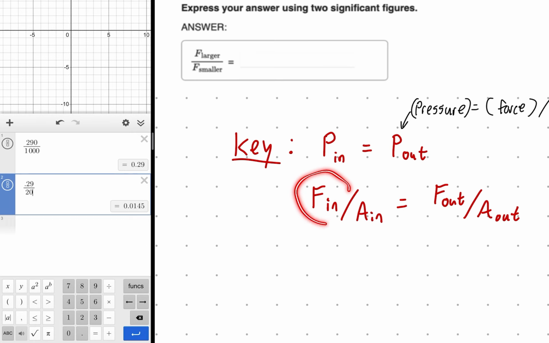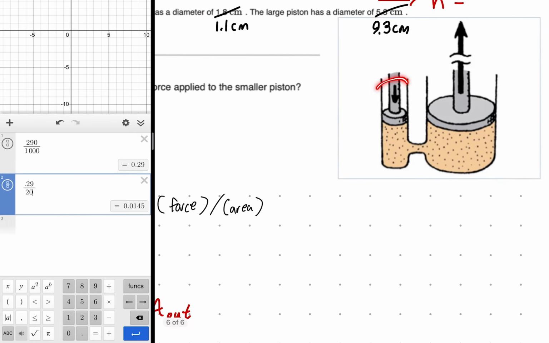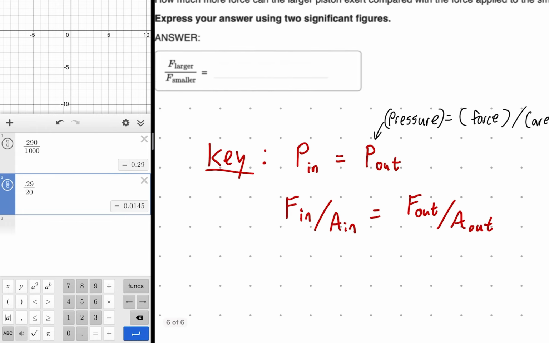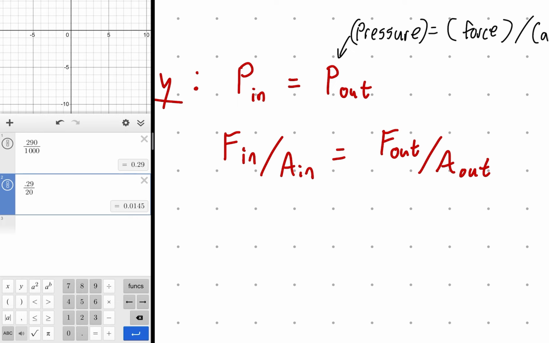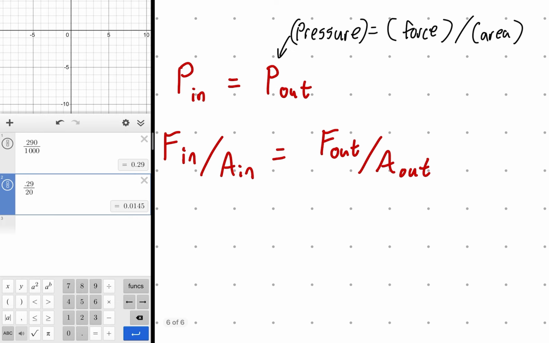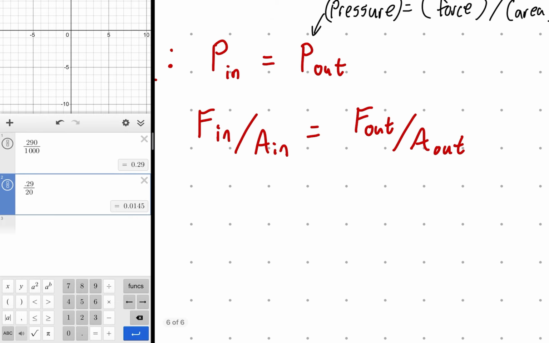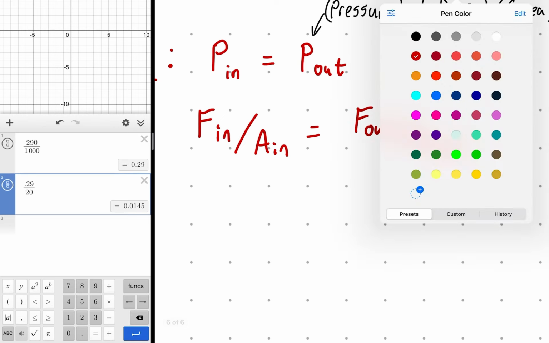And so then F in, that's F smaller. And you can kind of tell here, because you can see the arrow in, arrow out. The arrow in is on the small one, the arrow out is on the big one. So then to rearrange that, we would want to divide both sides by F in, and then multiply both sides by A out.